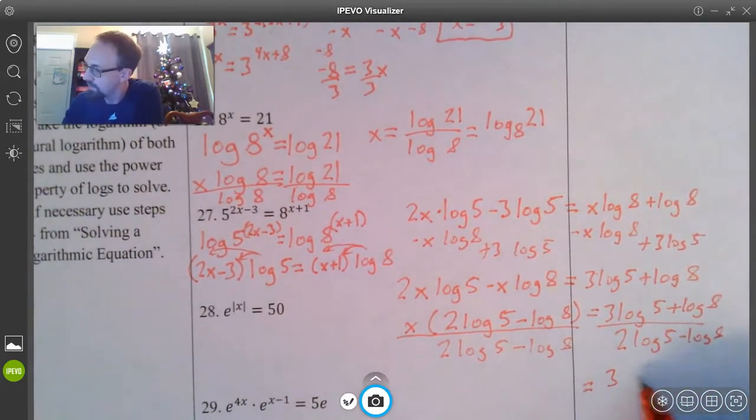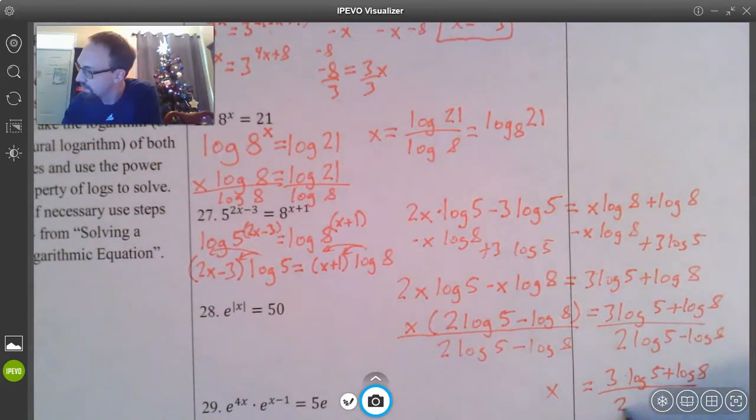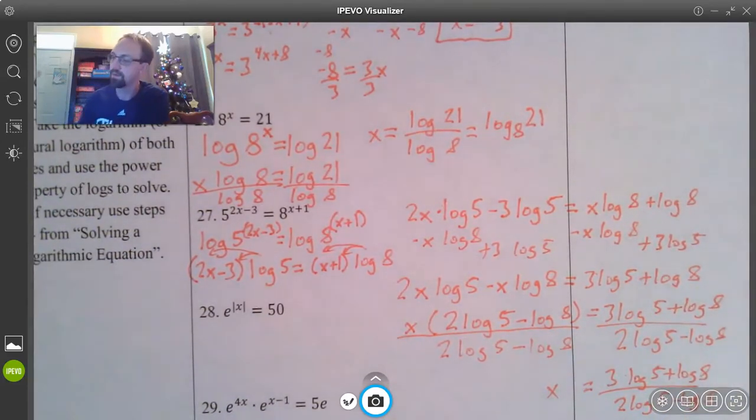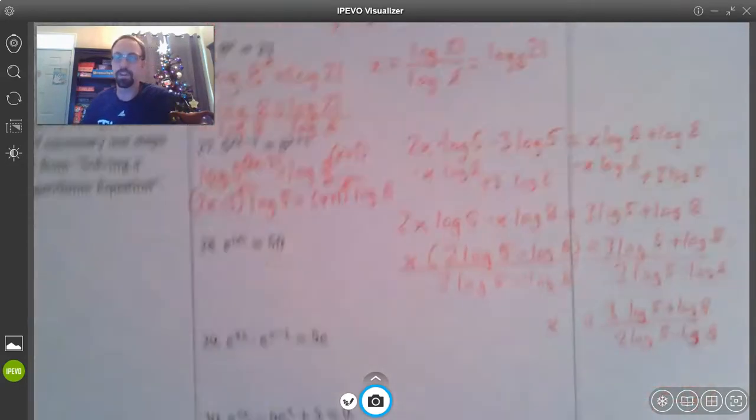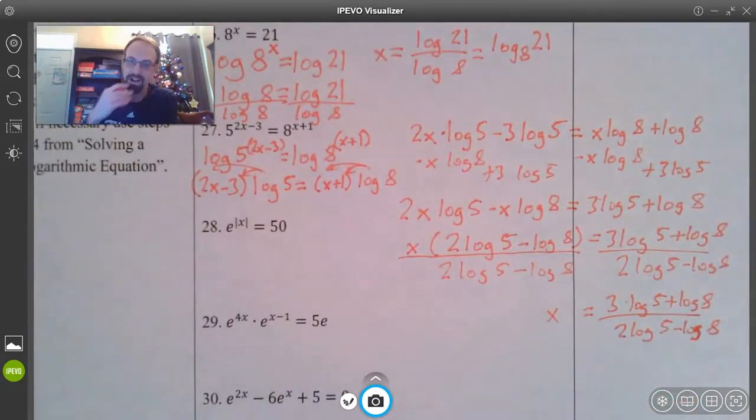And I'm left with x equals 3 times log of 5 plus log of 8 divided by 2 times log of 5 minus log of 8. This is sufficient as far as we need to go for now. We're going to talk about other ways to simplify this later.